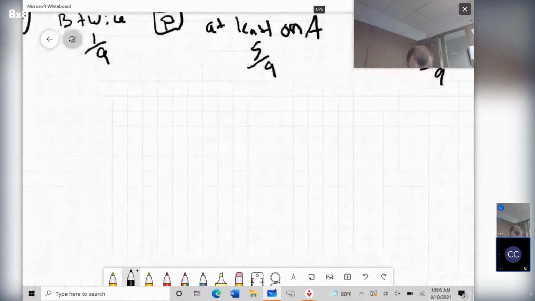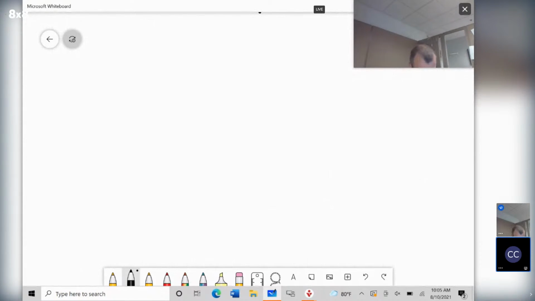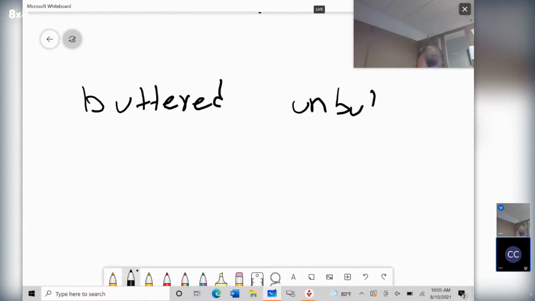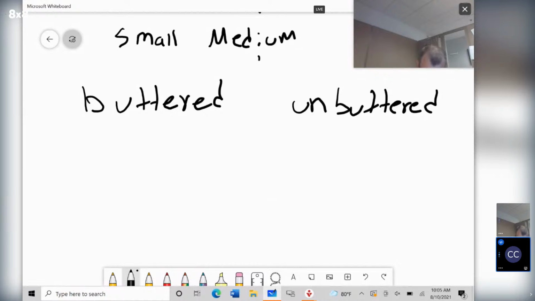So let's do one more thing here. If you go to the movies and the concession stand offers buttered and unbuttered popcorn in 3 sizes, there's going to be a small, medium, and large.